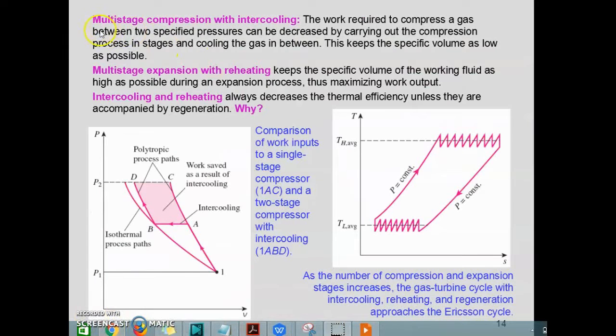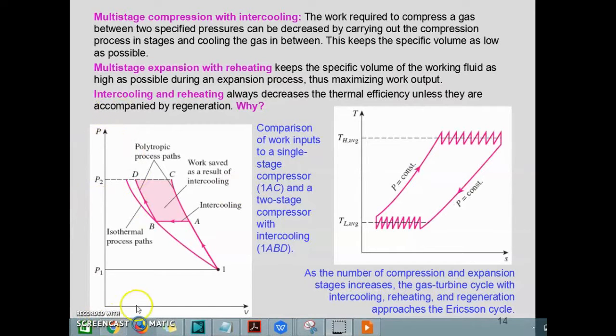As I said earlier, in multi-stage compression with intercooling, the work required to compress a gas between two specified pressures can be decreased by carrying out the compression process in stages and cooling the gas in between. This keeps the specific volume as low as possible. And multi-stage expansion with reheating keeps the specific volume of the working fluid as high as possible during an expansion process, thus maximizing work output.